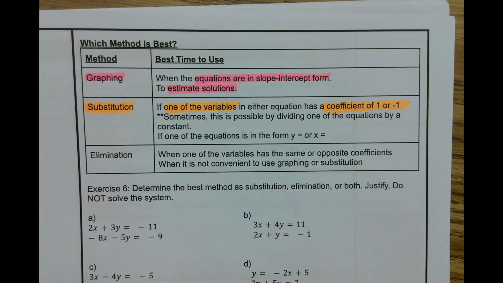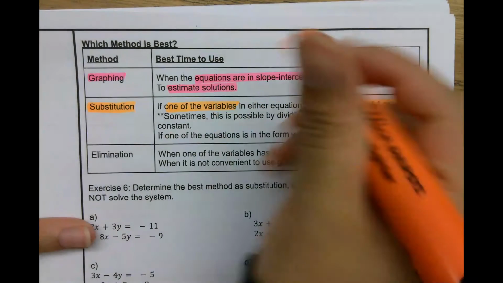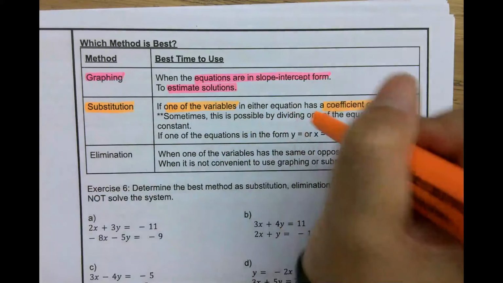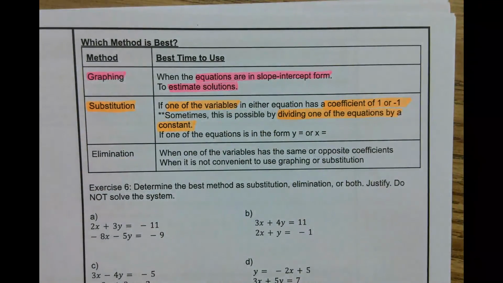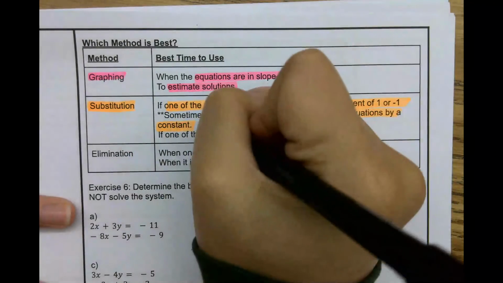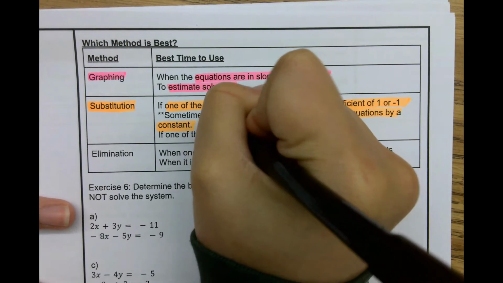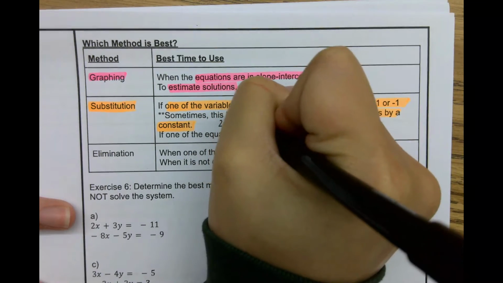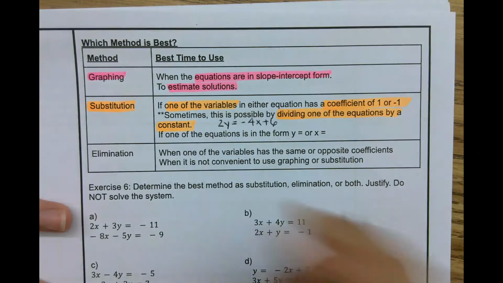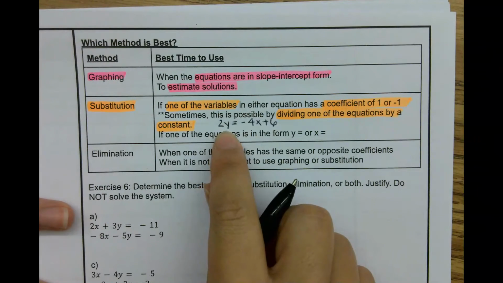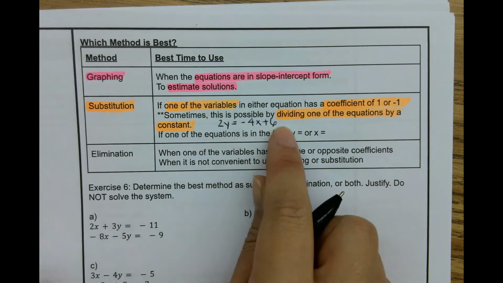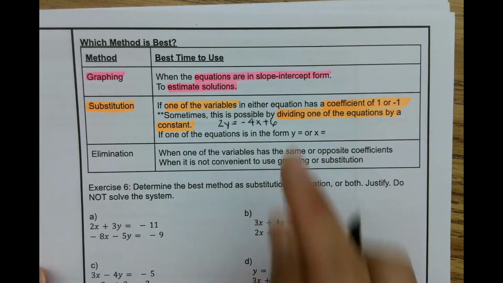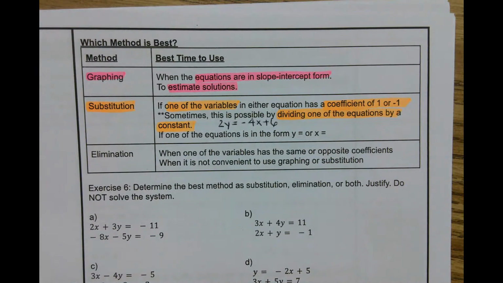Sometimes it is easy to do this by dividing one of the equations by a constant. So if we saw something like 2x plus 2y equals 4, if we had a question maybe like this, then it might be very easy to do substitution, because all we have to do is divide by 2, and it nicely divides into all of our numbers here. So in those cases, it might be great to use substitution as well.